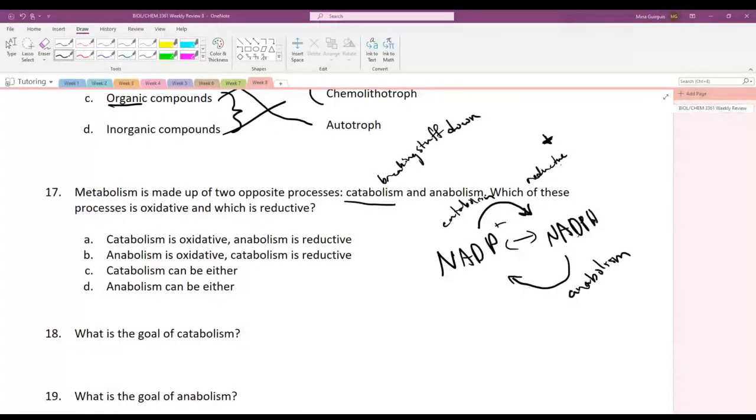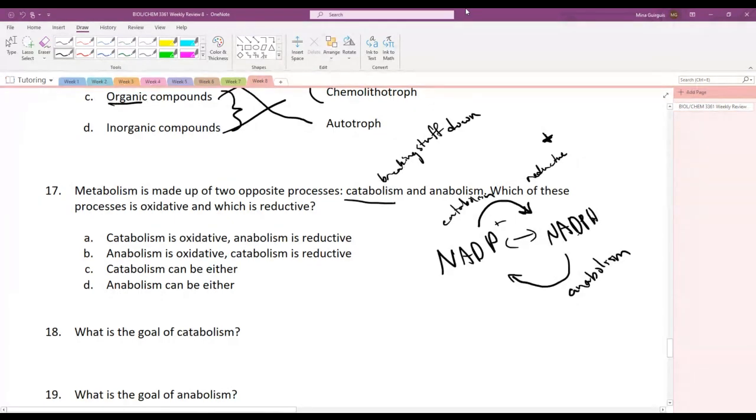Okay? I apologize, I have it backwards. So yes, this reaction is reductive, but remember that they're never done on their own. We call them redox reactions because they're together. So if NADP plus is reduced, that means that catabolism involves oxidation. Okay, I apologize for that confusion.